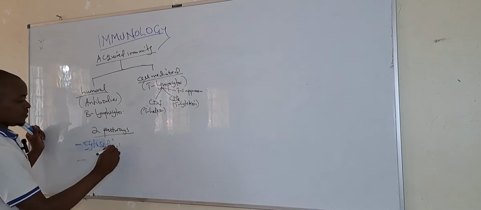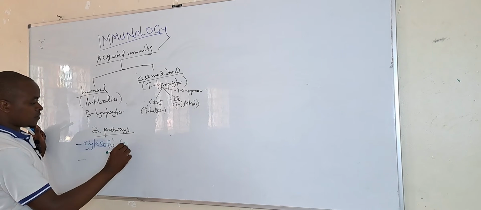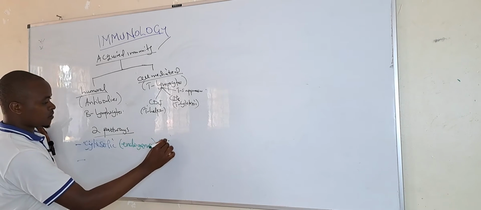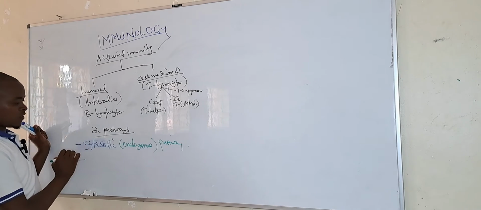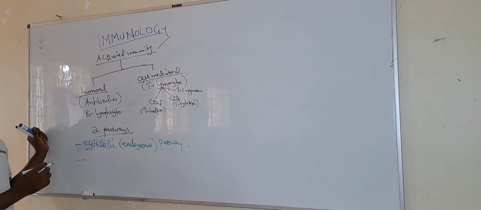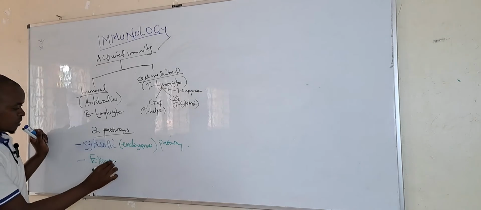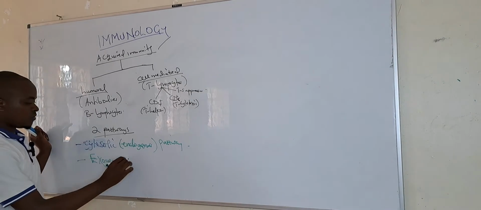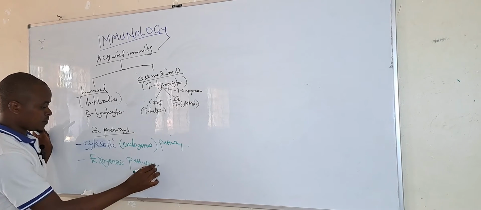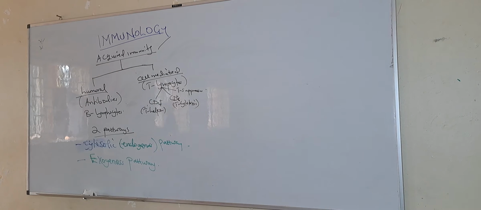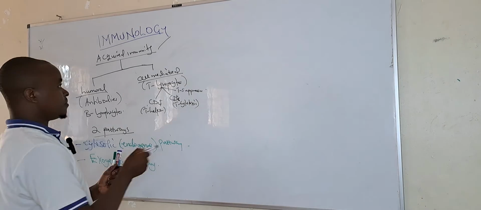We have the cytosolic pathway. Cytosolic, you can call it endogenous pathway. So we shall look into this. Then after cytosolic, we have what we call exogenous pathway. These are the two we are going to see how they interact. All of them work hand in hand to come up with the results. So let's look at them.